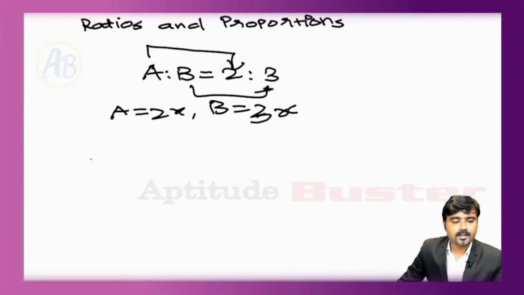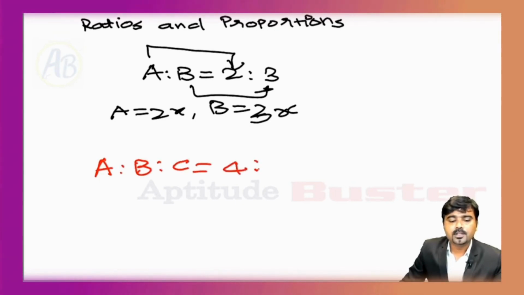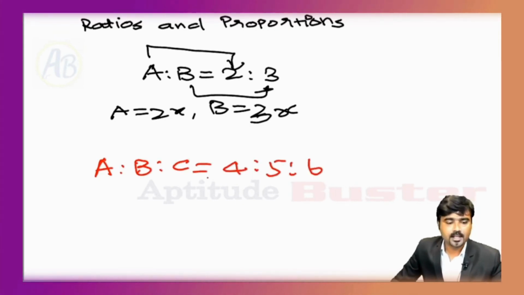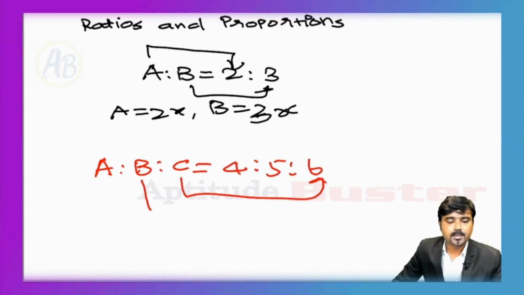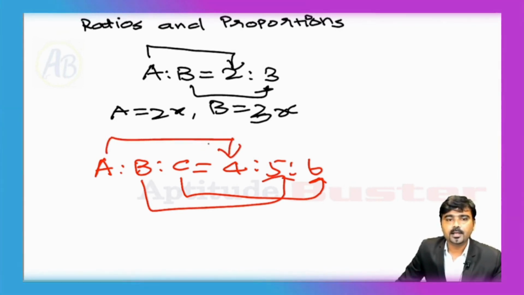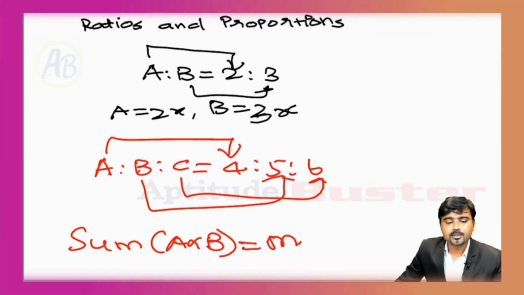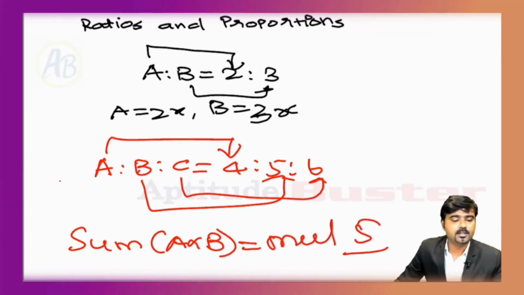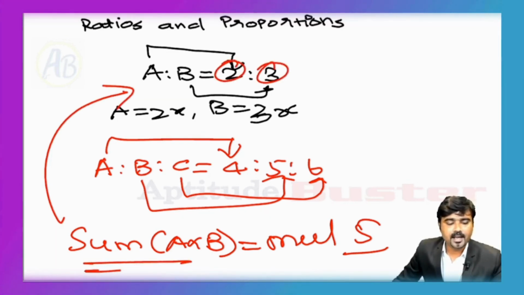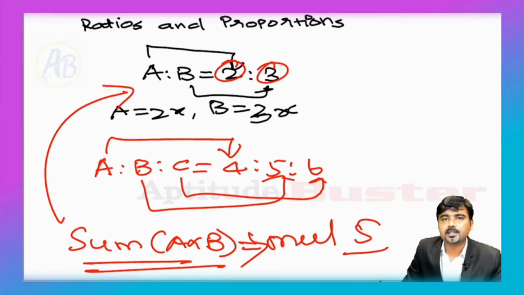Or if I write A is to B is to C equal to 4 is to 5 is to 6. In this case, C is multiples of 6, B is multiples of 5 and A is multiples of 4. Am I right? If I ask you a question, sum of A and B, the answer should be multiples of 5 for this case. The reason is, this is multiples of 2, this is multiples of 3. Sum of A and B means answer should be multiples of 5. This will help you while solving age problems.